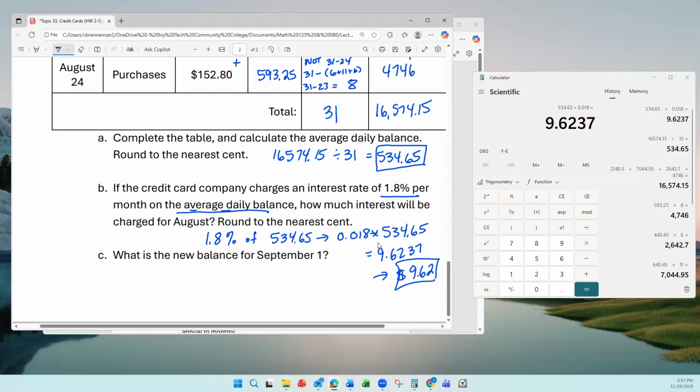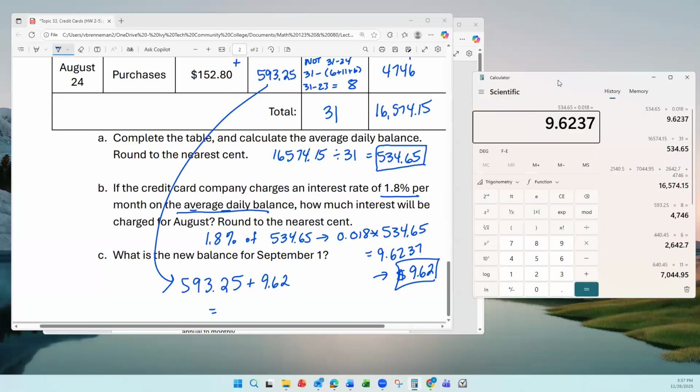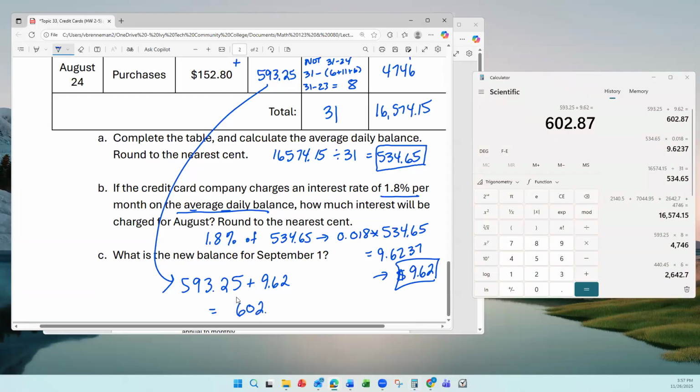And then for the new balance for September 1st, we already have taken care of the purchases and payments. So all we need to do now is take that final balance and add on to it the interest. So that's the calculations you'll be doing with credit cards.